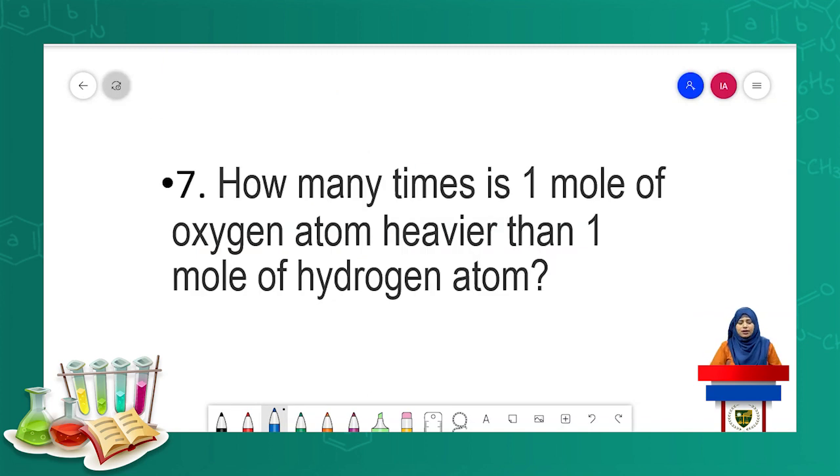Question number 7 is, how many times is 1 mole of oxygen atoms heavier than 1 mole of hydrogen atoms? इसके लिए we must know what is the mass of 1 mole of oxygen atoms and what is the mass of 1 mole of hydrogen atoms. So 1 mole of oxygen atoms, their mass is 16 grams, and 1 mole of hydrogen atoms, its mass is 1 gram. So simply हमें रेशियो पता है हाइड्रोजन और ऑक्सीजन के masses की, so हम कह सकते हैं कि 1 mole of oxygen atoms is 16 times heavier than 1 mole of hydrogen atoms.